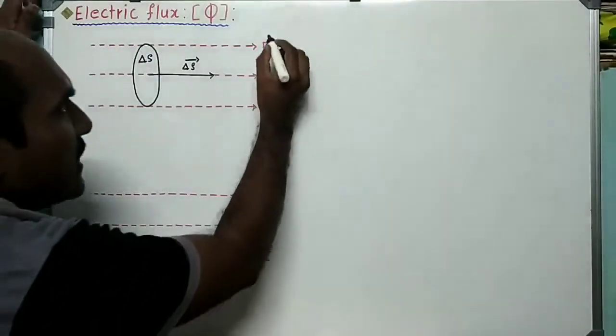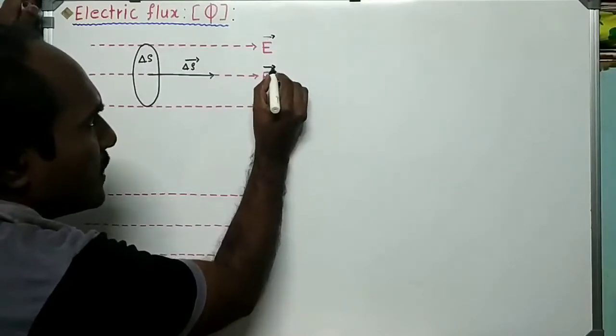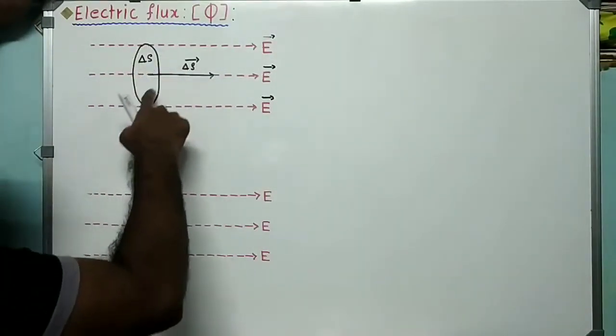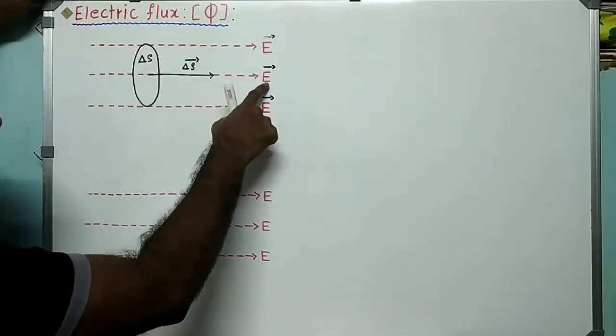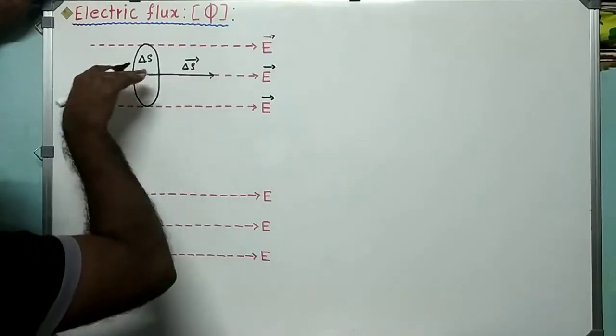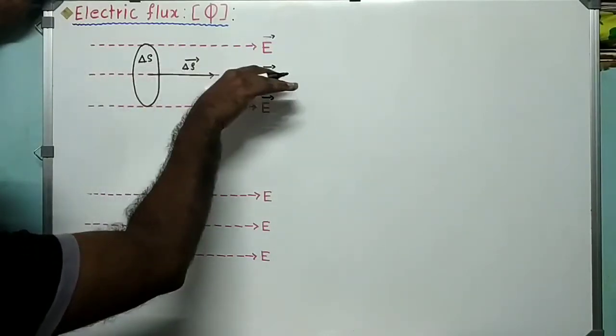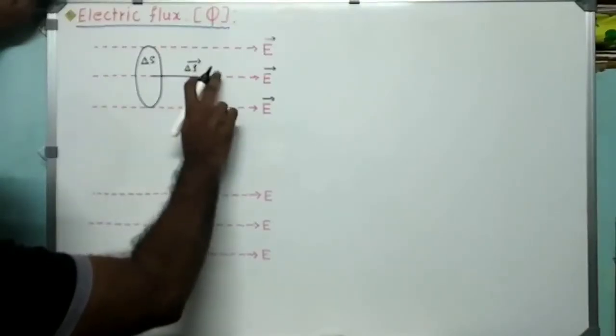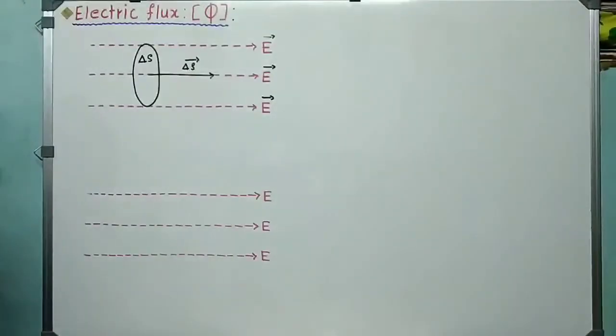Here, electric field is also a vector quantity. Here, the area vector of this surface and the electric field vector, that is vector E and vector delta S, both are acting along the same direction. That means vector E and delta S vector both are parallel to each other. Okay, now our question is, what is the meaning of electric flux?